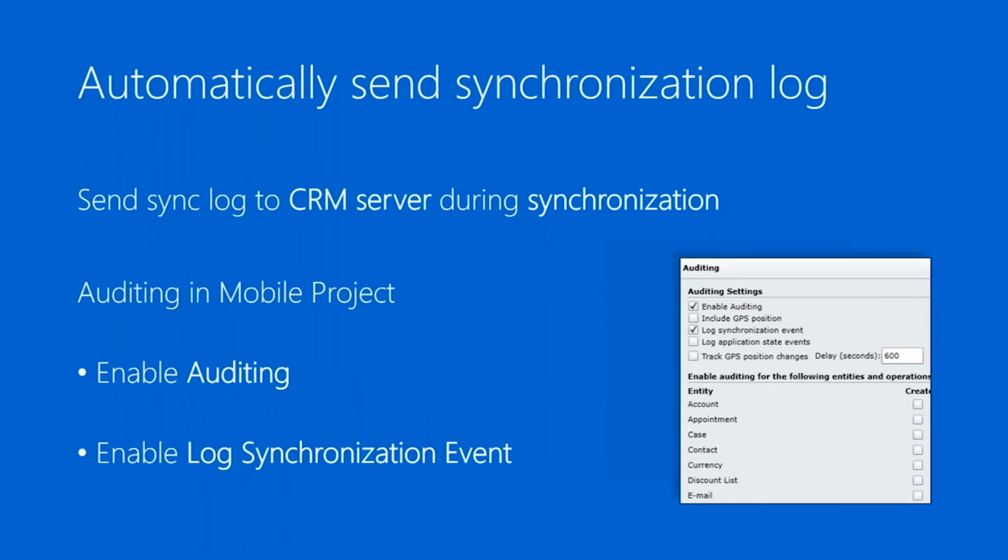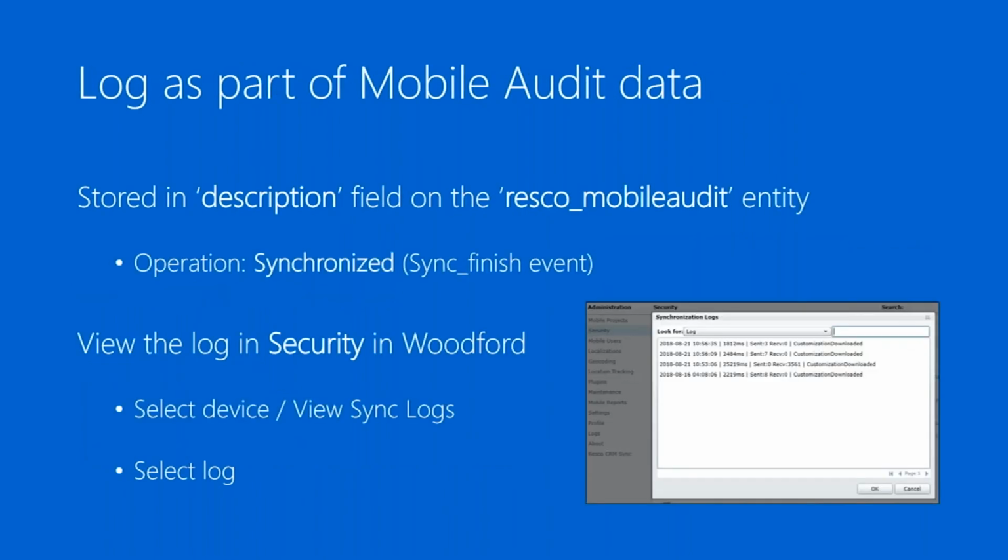The great new thing which we have is that the synchronization log, so the part of the log which is about synchronization, now can get sent to the CRM server automatically during synchronization. For this to happen, you have to go in the mobile project in the auditing section, enable auditing, and enable log synchronization event. When these 2 things are enabled, the mobile app will start automatically sending the logs.